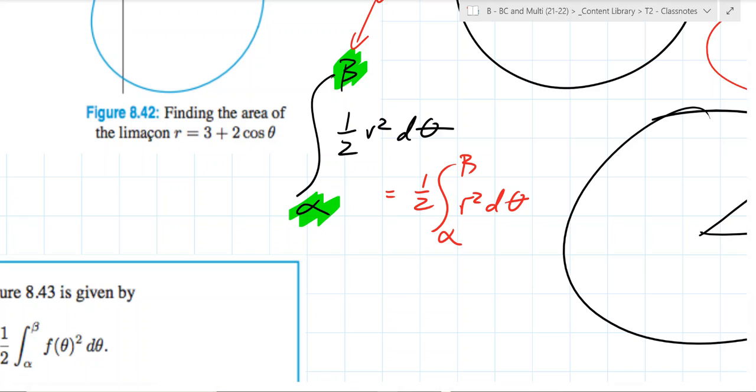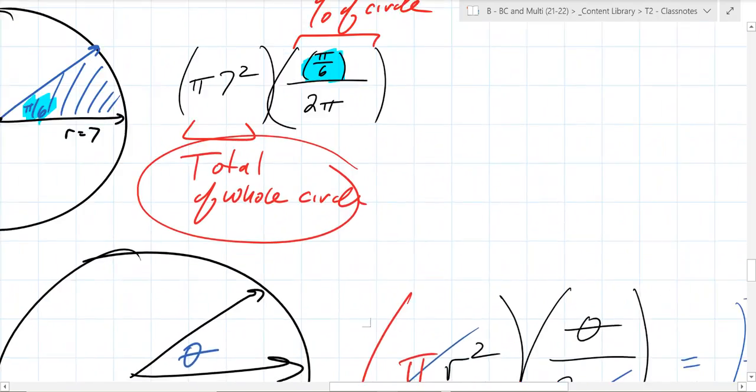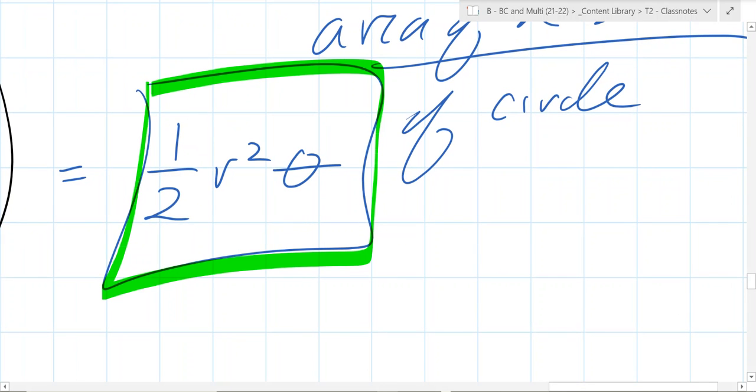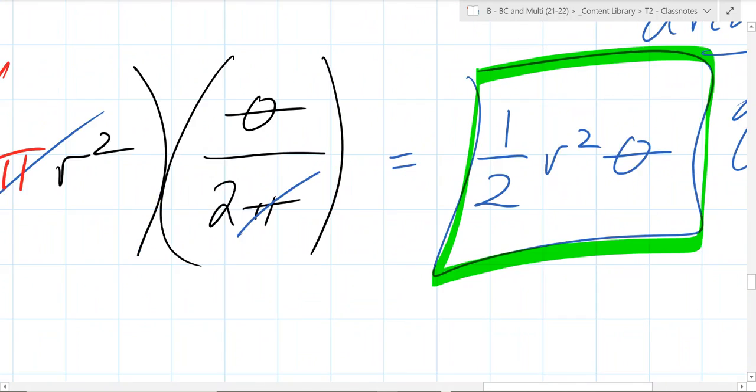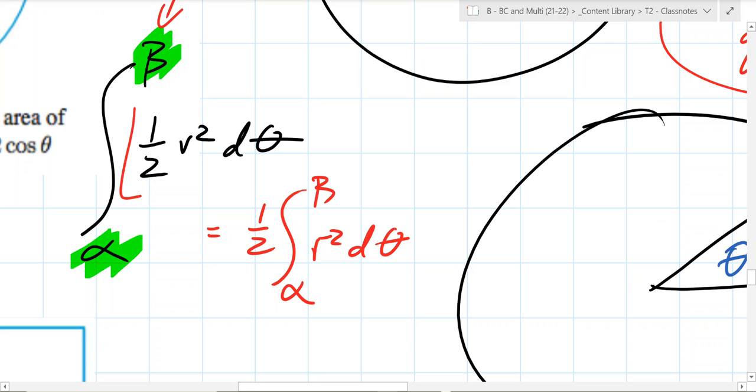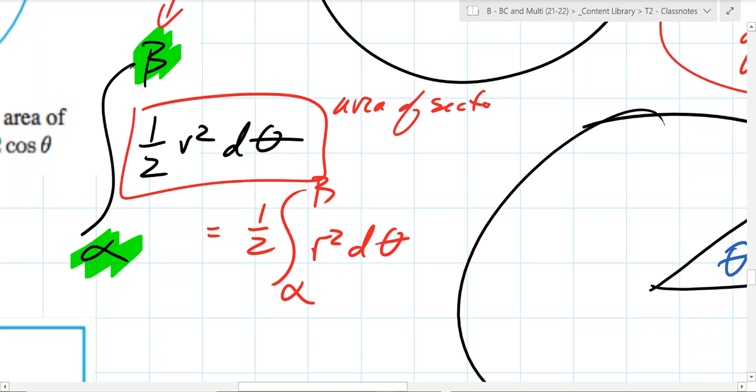Wait, why is it r squared? Because what's the area of a sector? This is the area of a sector right here. The area of a sector is 1/2 r squared theta. So what we're doing is we're using that. This right here is the area of a sector. So we're integrating little tiny theta values all the way around.